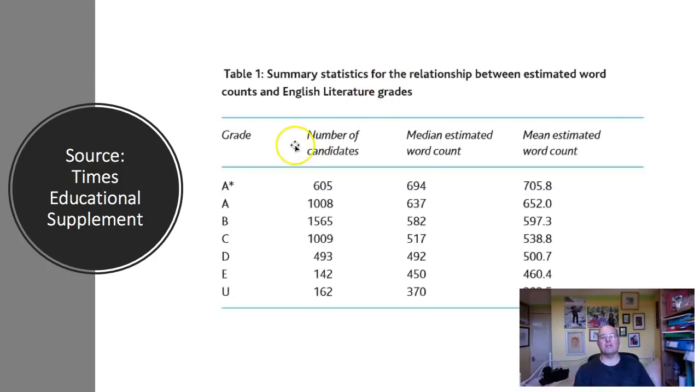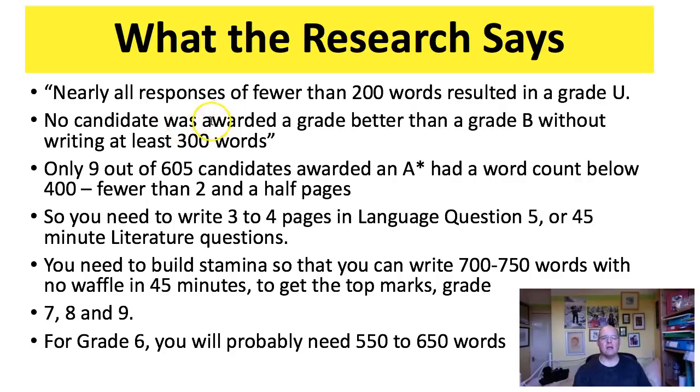Okay, well, what else can we find out from this information that's really useful to us? Nearly all responses of fewer than 200 words resulted in a U. So that's really clear. If you don't write much, the examiner will penalise you massively. No candidate was awarded a grade better than a B without writing at least 300 words. So a B is now a grade 5 to grade 6. Only 9 out of 605 candidates awarded an A star had a word count below 400.